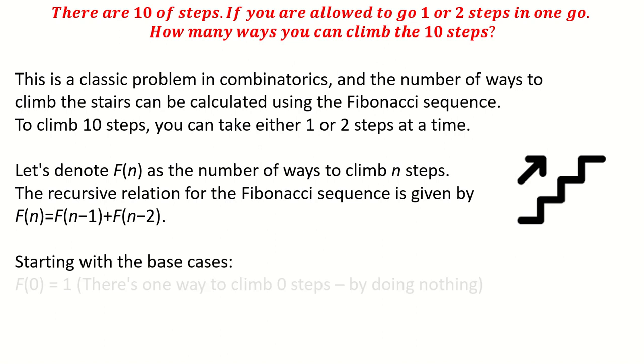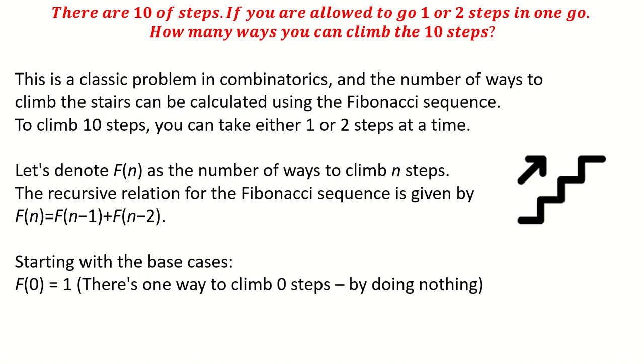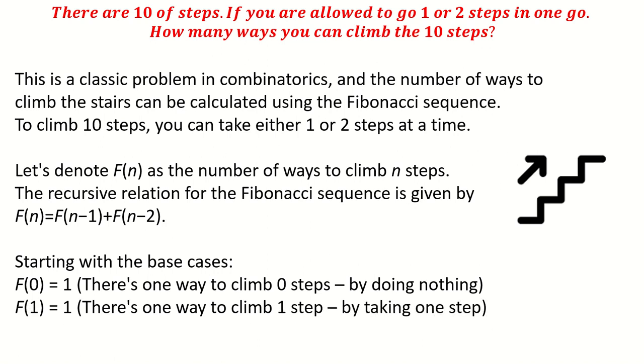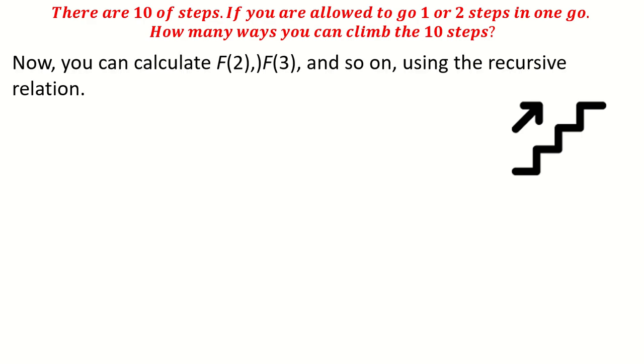Starting with the base cases, f of 0 equals 1. f of 0 means there are no steps, so there is no climbing, it's 1. And f of 1 equals 1, there is only one step, so only one way I can go, that is in one step. So now we can calculate f of 2, f of 3, etc. f of 2 equals f of 1 plus f of 0, which is 2. So I can go one step and one step, or two steps at a time.